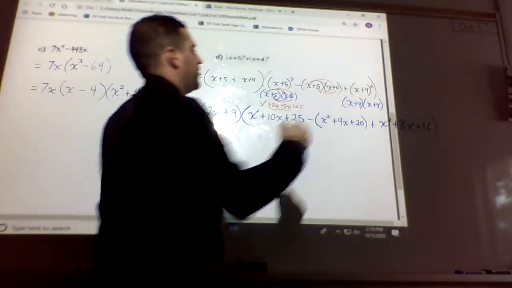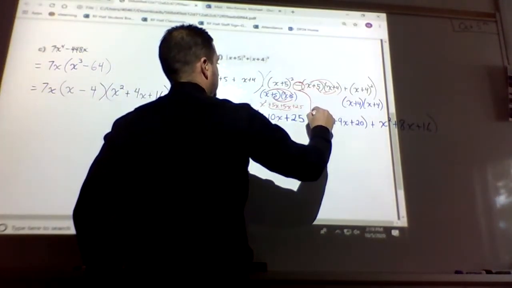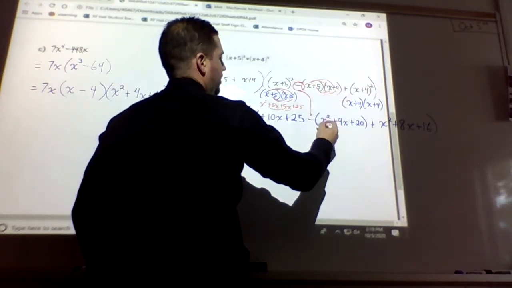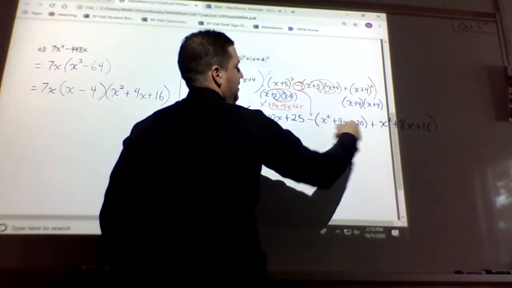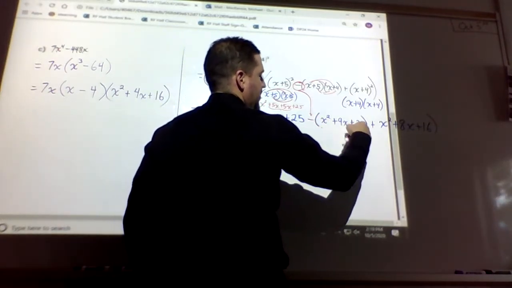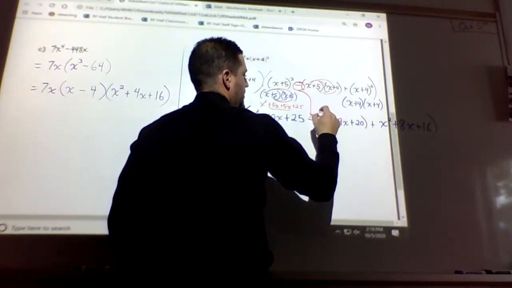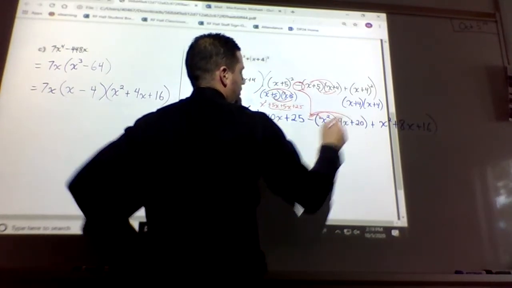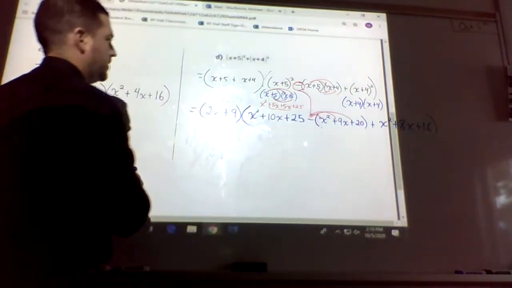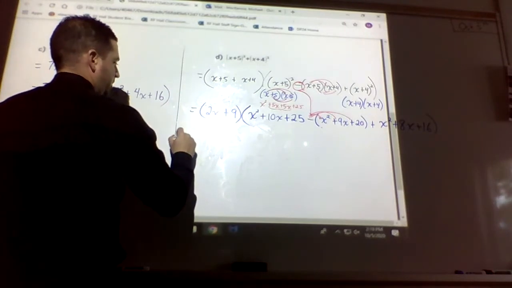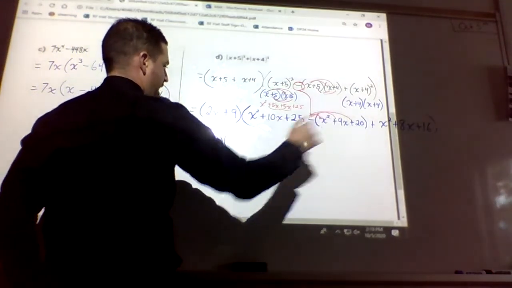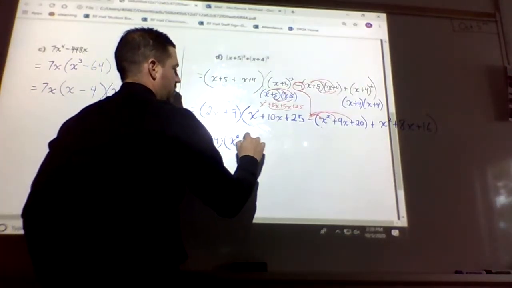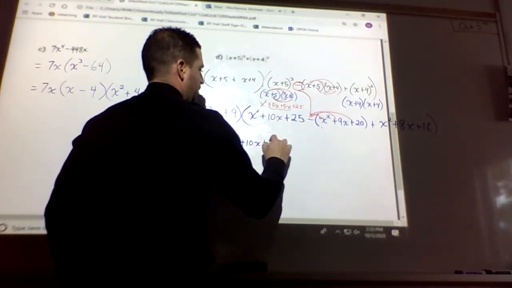You have to be careful with this negative here, guys, because it's subtract the whole thing. So I left this one inside brackets because it's subtract. The subtraction goes to each of these. So we're going to distribute a negative to all of them. All right, so 2x plus 9. I'm just going to rewrite it all over again. X squared plus 10x plus 25.